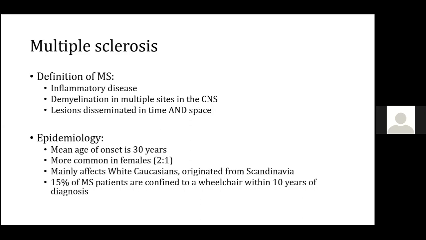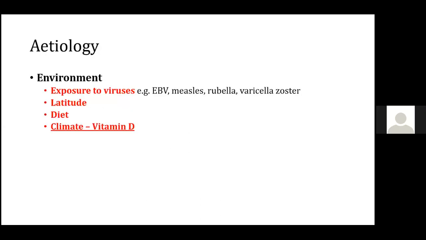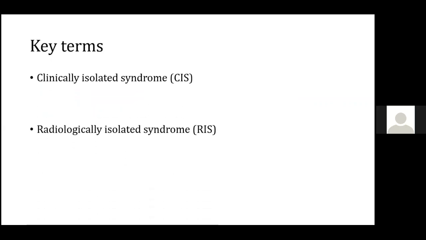That's the main bit. So again, there are some environmental things people think may be contributing to multiple sclerosis. So viruses, the latitude where you're from, your diet, vitamin D levels. But some key terms you might hear when you're reading about multiple sclerosis are clinically isolated syndrome and radiologically isolated syndrome.